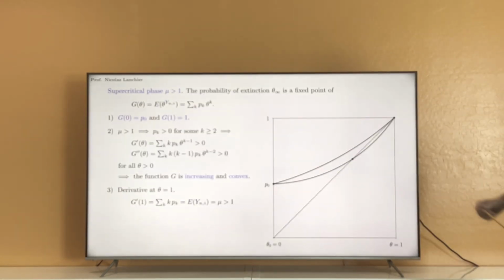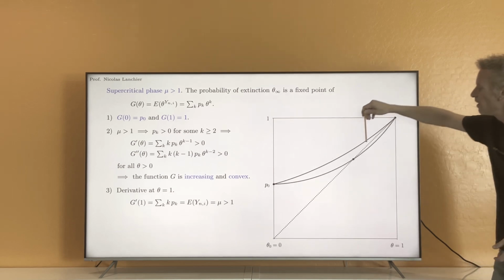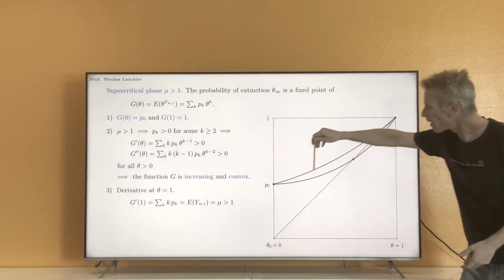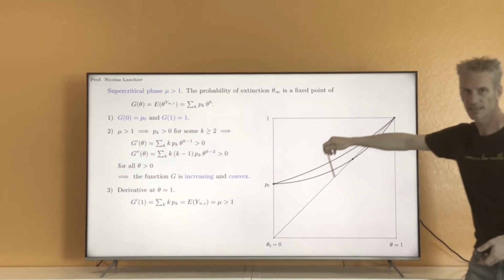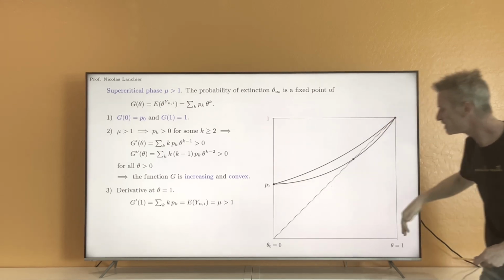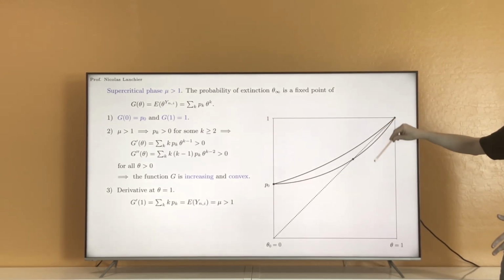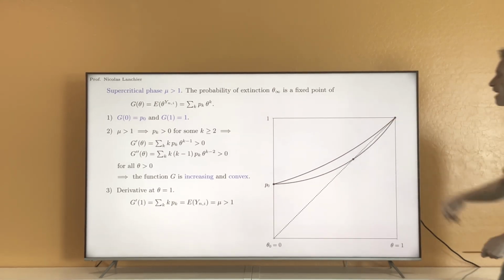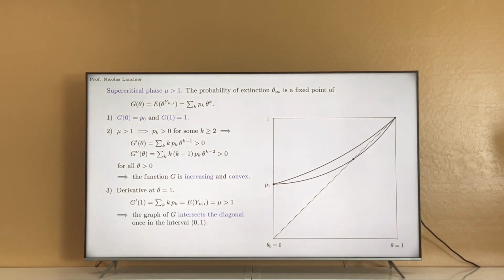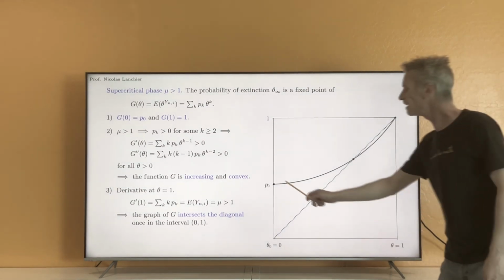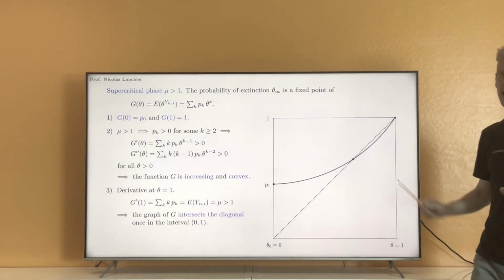Okay, so that means that this case here where the graph stays above the straight line on the interval (0, 1) is not possible. That would make the derivative less than 1. So what happens, in fact, is the scenario at the bottom here. So we can conclude that the graph of g intersects the diagonal once in the open interval (0, 1), between 0 and 1. And so what really happens is that.